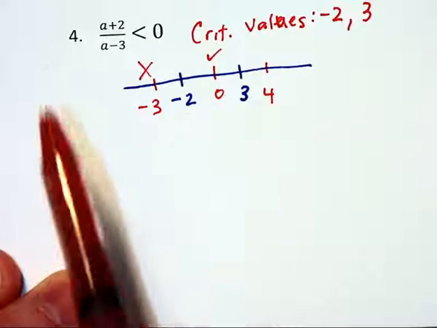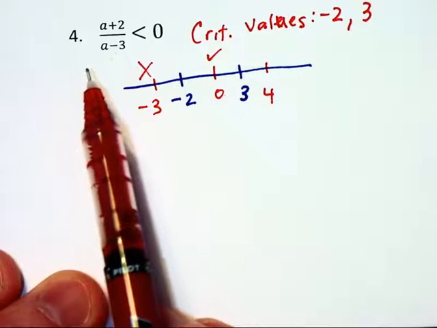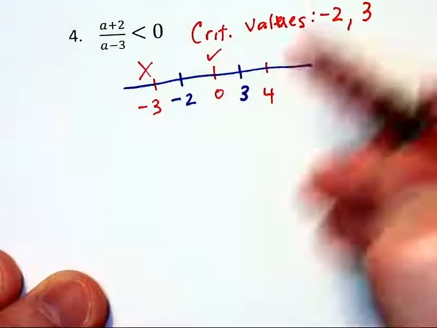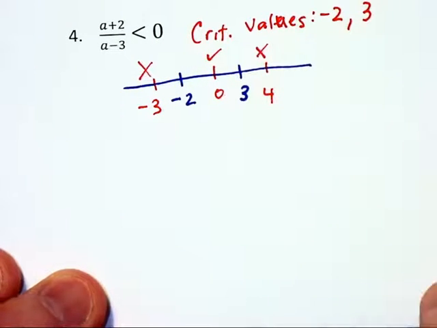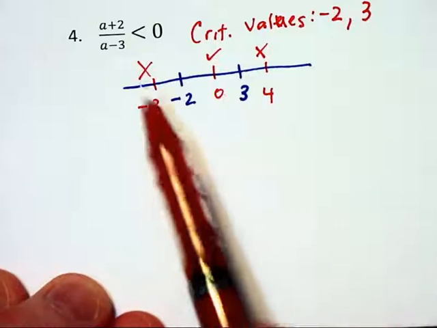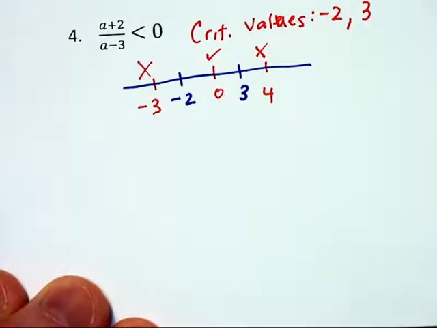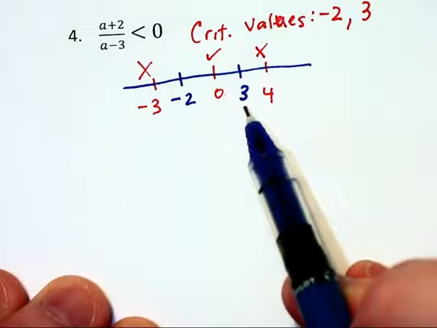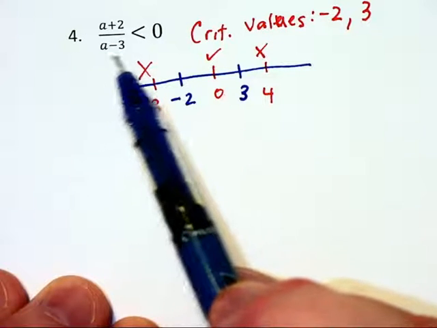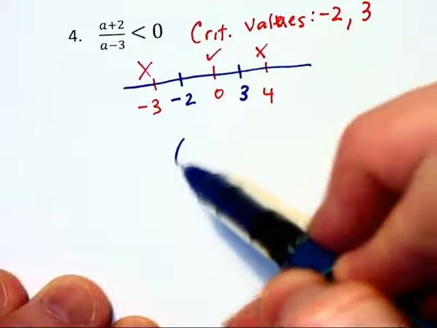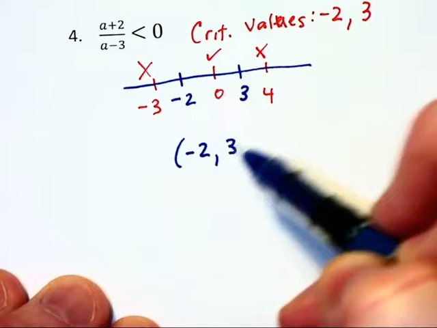Similarly, 4 substituted in gives me 6 over 1, which is positive, and so that is not part of our solution region. Now, because this is a less than problem, we are not going to include either endpoint, and we wouldn't be including the 3 anyways because 3 is not part of the domain. So our solution region will be from -2 to 3.